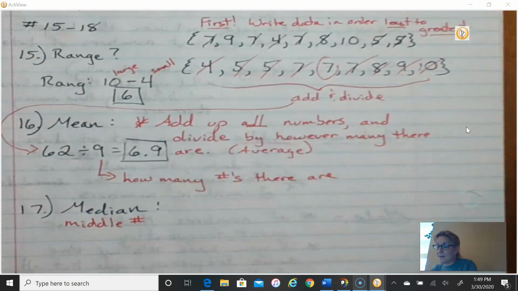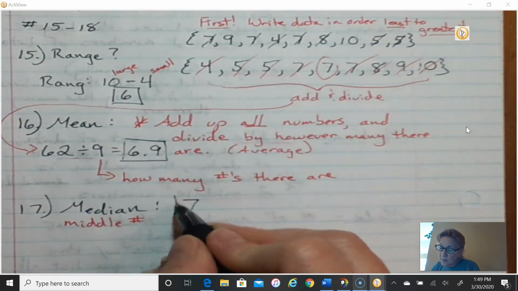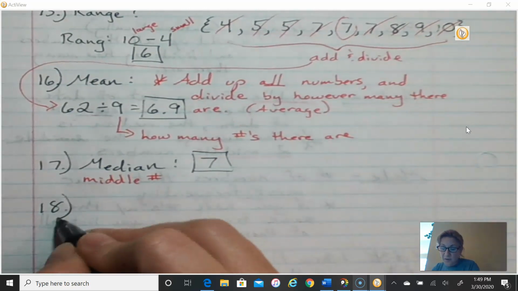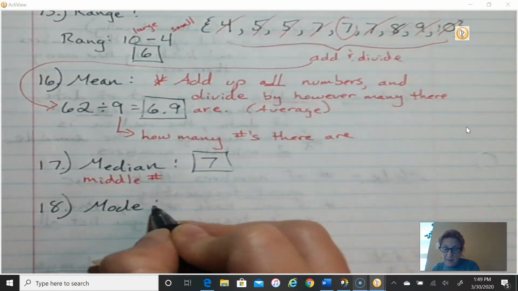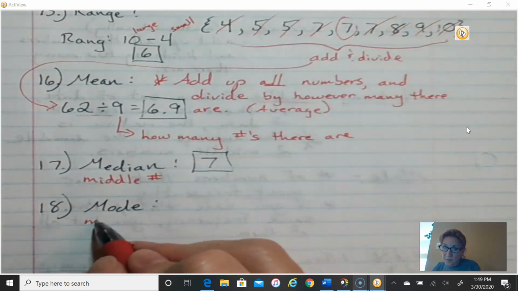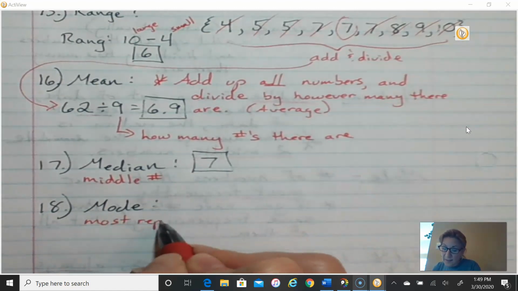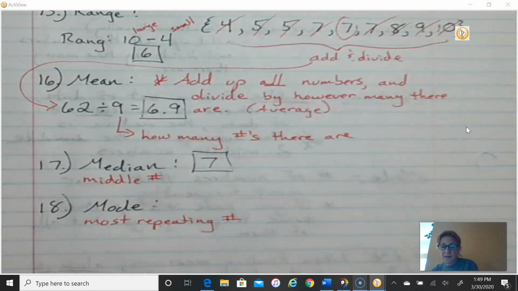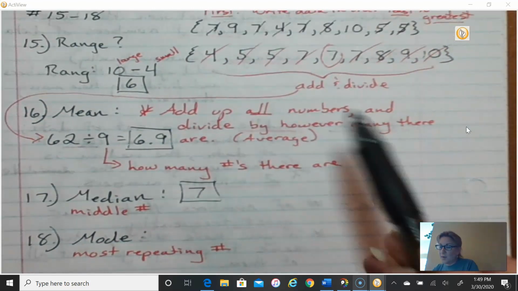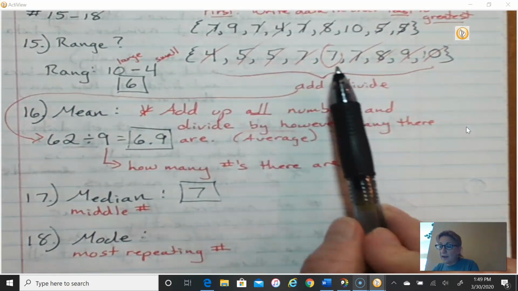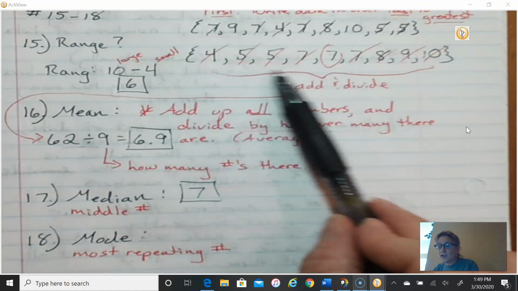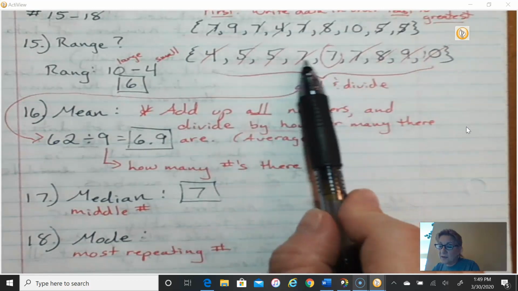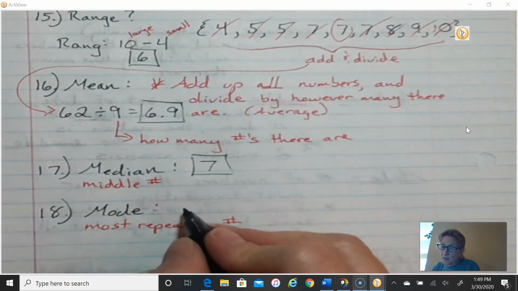Okay, so 7 is in the middle, so therefore 7 is your median. And the last one is your mode. That's going to be your most repeating number. So if we look over here, we have 2 5s and 3 7s. So which number out of all of these is repeated the most? 7, because it appears 3 times. So your mode is 7.